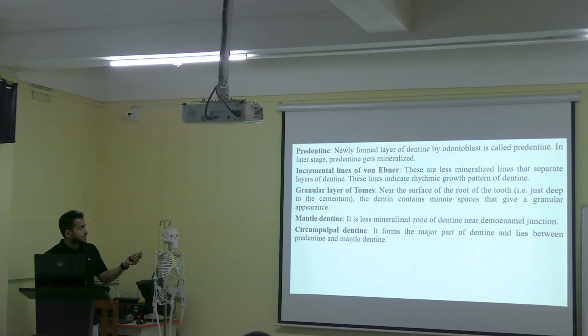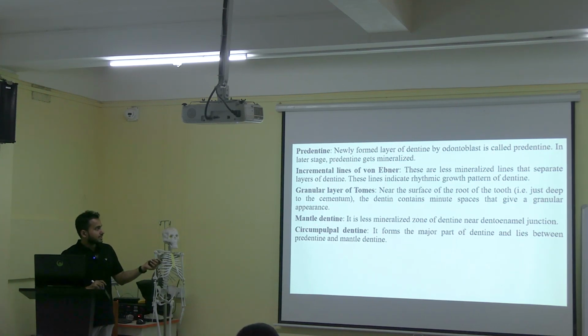Next, another type of dentine is there, that is called incremental lines of von Ebner. This is a mineralized line that separate the layers of dentine. Okay. Next, granular layer of Tomes near the surface of the tooth. The dentine contains small spaces, and this gives granular appearance. Okay, they are also called as interglobular spaces. Next, mantle dentine is there. It is the mineralized dentine near the dento-enamel junction. Okay, this is the mineralized. That means minerals are present in this particular part.